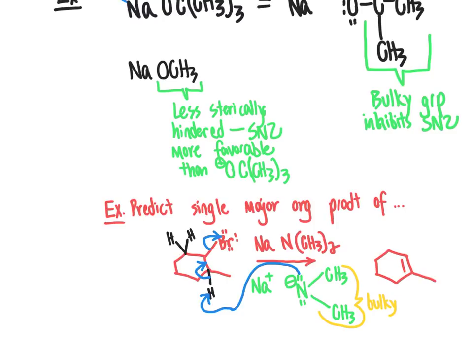And if we have a strong base that's got some bulk associated with it, the attack at the beta position is going to happen faster than that nucleophile can reach the carbon to do an SN2 reaction. So this would give us our major organic product expected of this reaction right here, again following Zaitsev's rule.